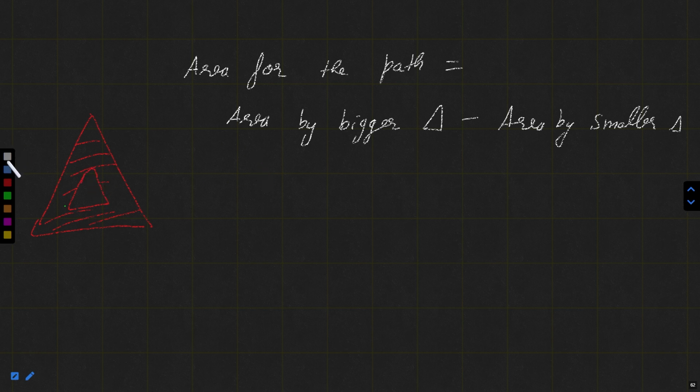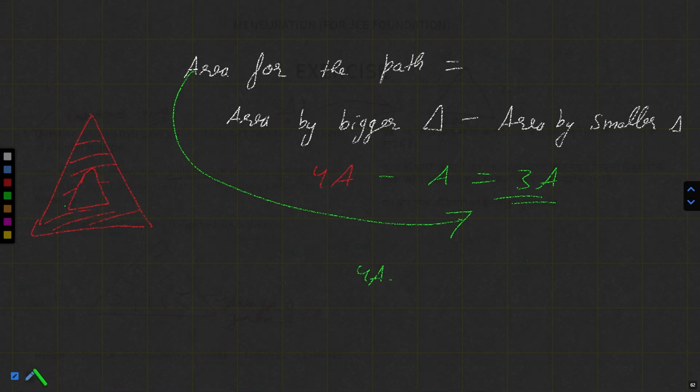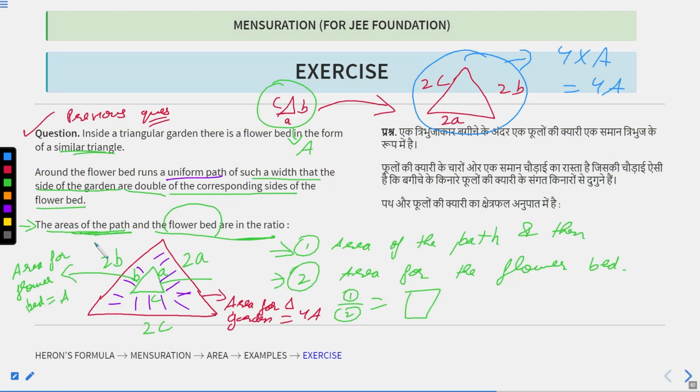Now the area was 4A for the bigger one and A for the smaller one, which gives 3A. I hope this is clear. So my area for the path is 3A and for the garden is 4A. Okay, now what do we want?